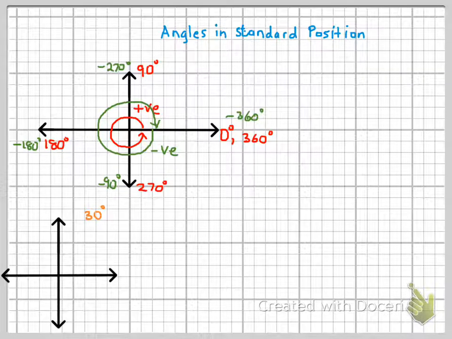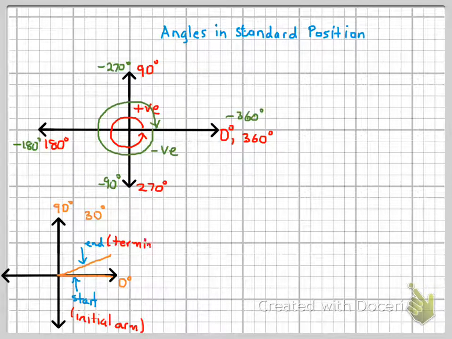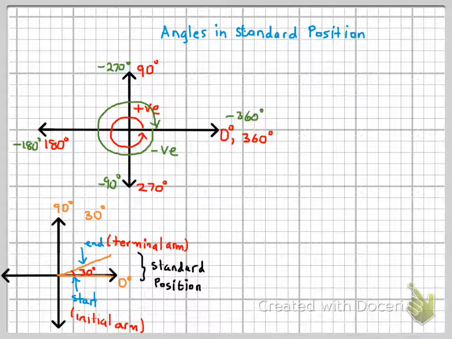For example, let us draw 30 degrees in standard position on the Cartesian plane. So we have 0 degrees and we have 90 degrees in there. Since it's 30 degrees, it will be between 0 and 90 degrees. Therefore, we start from the right side of the x-axis. Where we start is called the initial arm of the angle, and we draw that angle in there. You can see the terminal arm of the angle. That's where the angle ends, and we label that angle 30 degrees. So the initial arm is where you start, and where you end the angle is called the terminal arm. That angle of 30 degrees is in standard position.